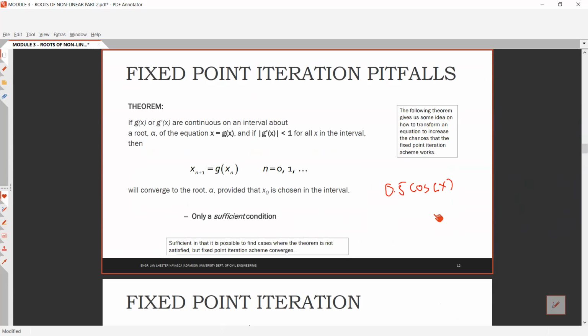So ang ginamit natin is yung 0, okay? First iteration, so 0.5 cosine of 0, you have 0.5. This is g prime of x. First example natin. So we have 0.5 cosine of 0, you have 0.5. So this is less than 1. Then we all know that yung g of x natin will converge to a point. Okay?